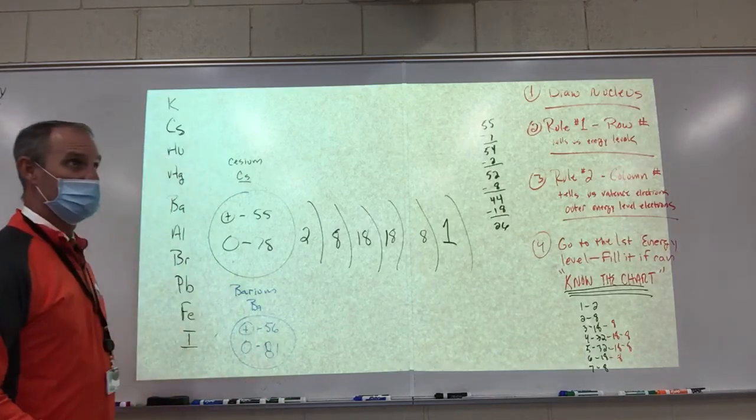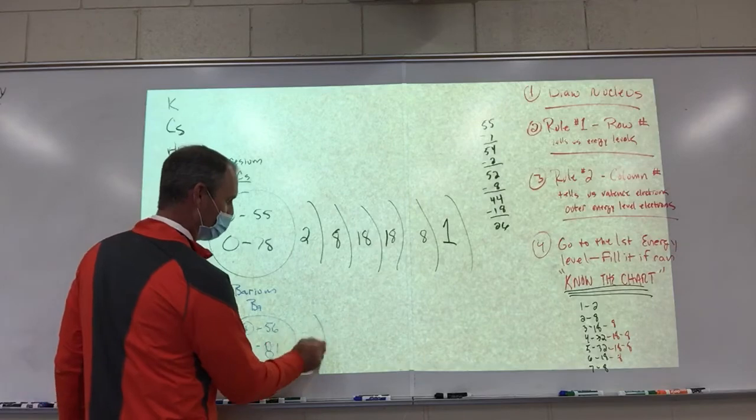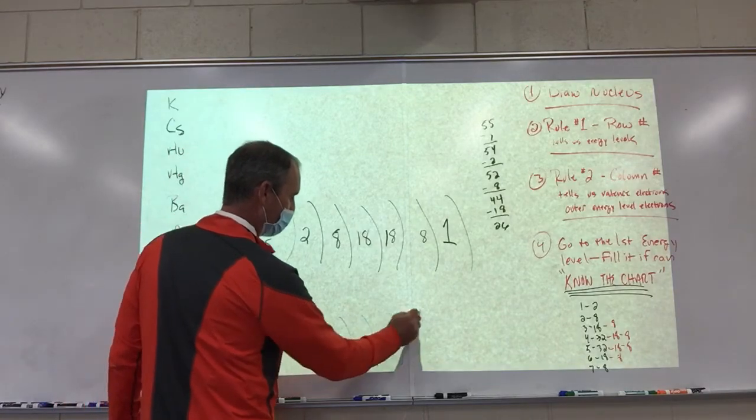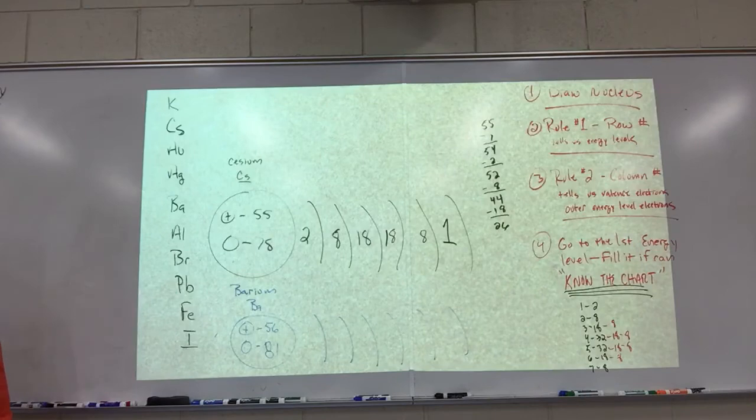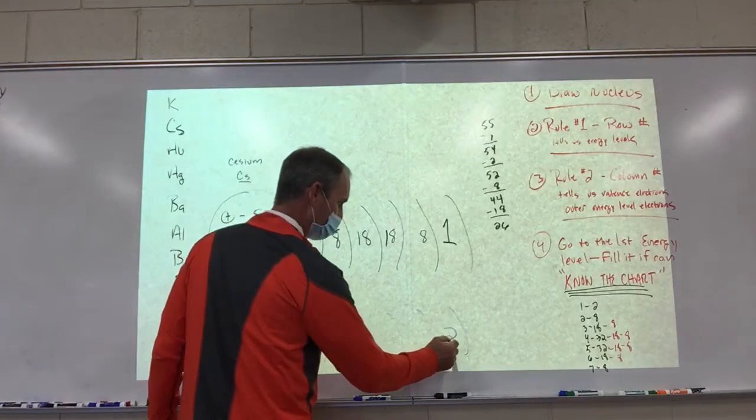Okay. It's got 6 energy levels. Watch. 1, 2, 3, 4, 5, 6. How many valence electrons, Russell? You can't find it? 2. Okay. So I put 2 here.